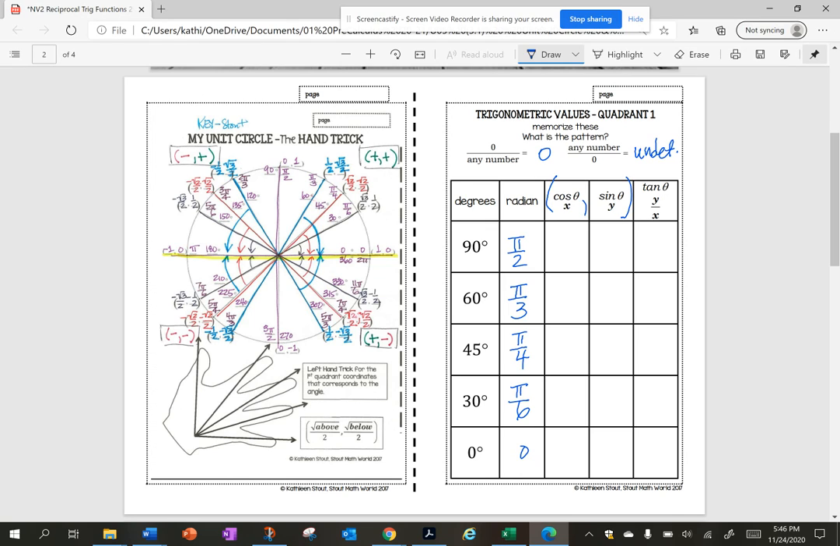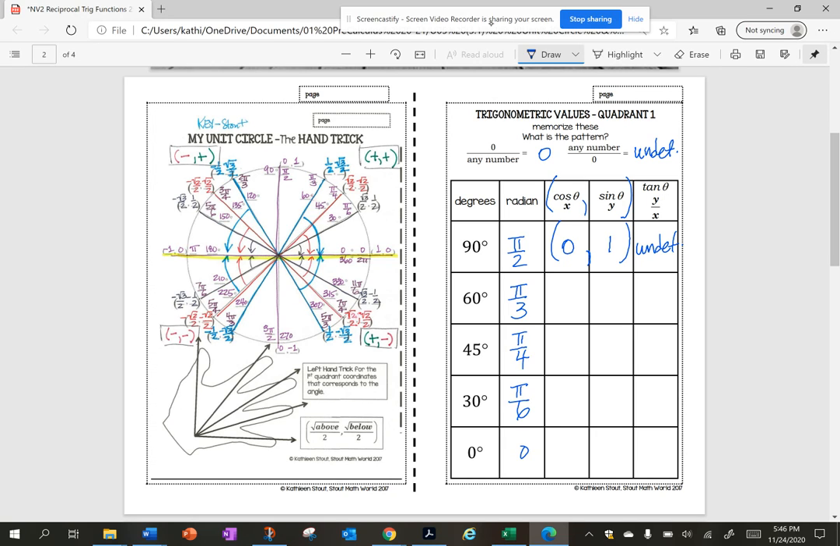So looking at the quick way of filling this in, for 90 degrees, my x value, which is cosine, is 0. My y value is 1. And my tangent, y divided by x, is 1 divided by 0, which is undefined. Okay, so these are just my coordinates.